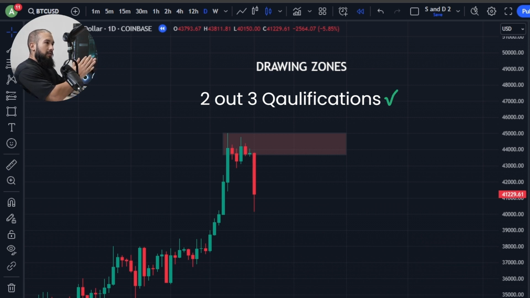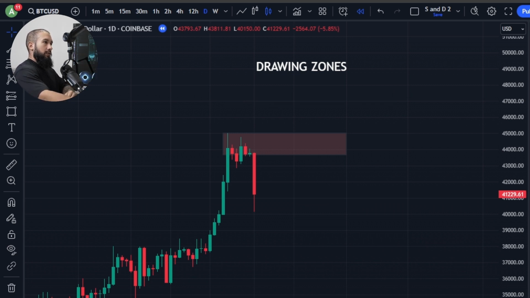All right, now that we have our supply zone drawn, we need a demand zone in order to start creating some trade setups. So we're going to let price action play out now.